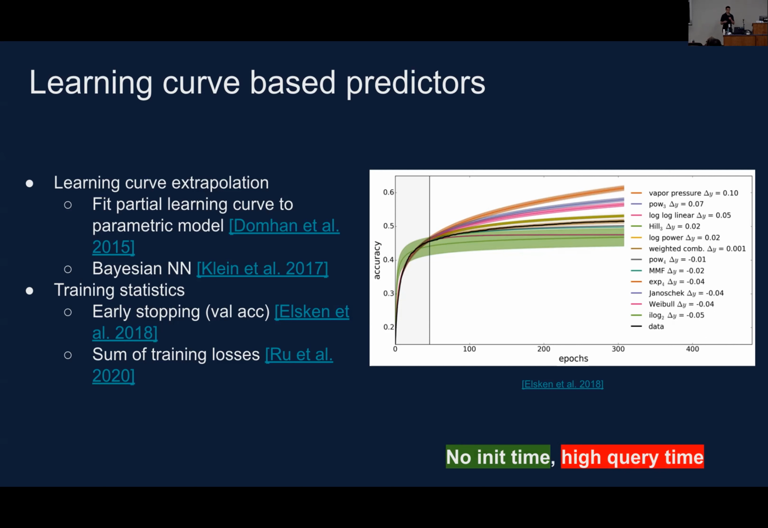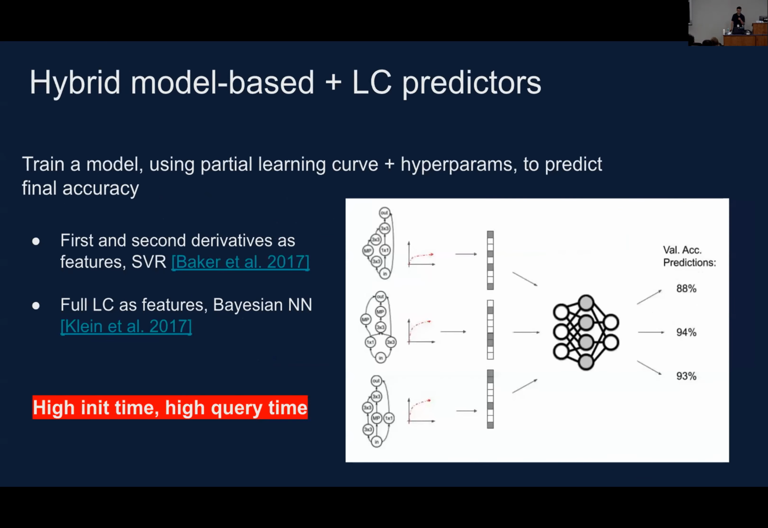Okay, so in contrast to model-based predictors, every individual query takes a lot of time because we need to partially train a neural network, but we don't need to get training data at the start. We can run these immediately for any new architecture.